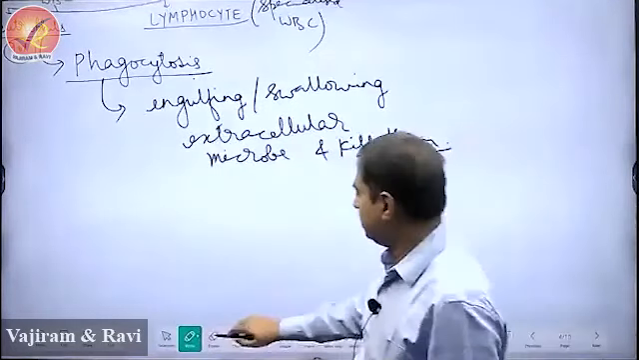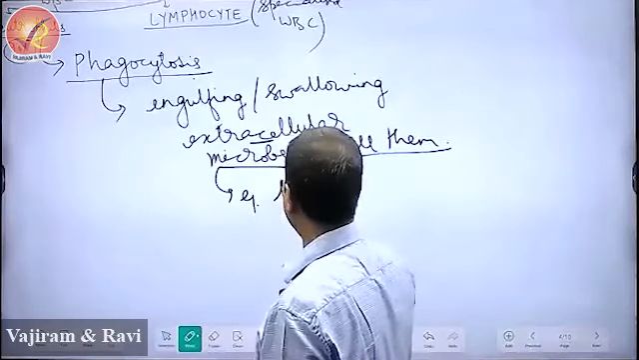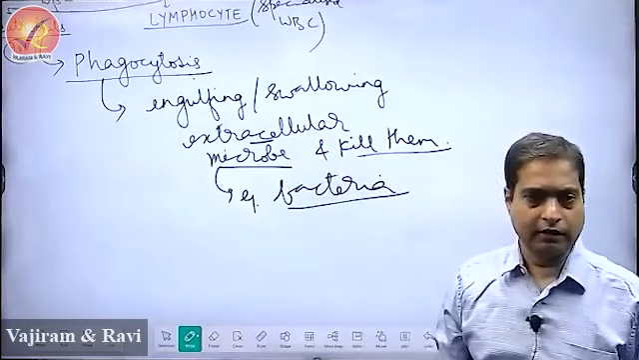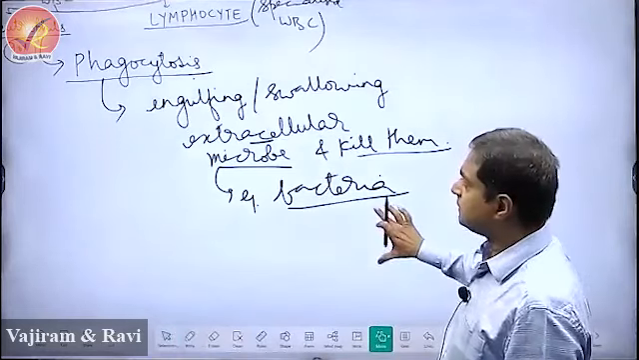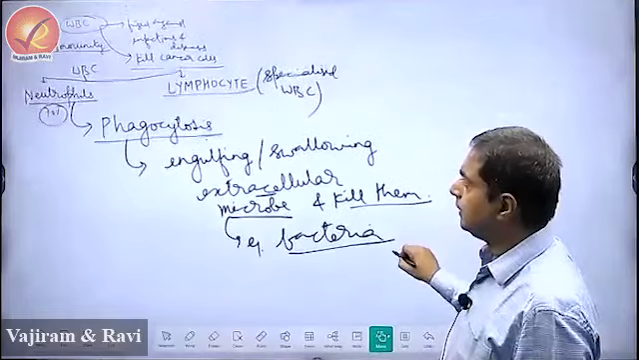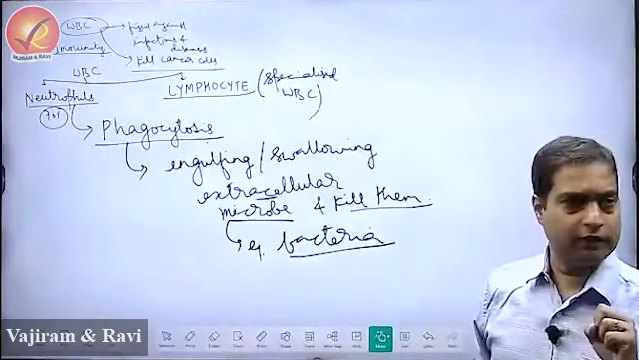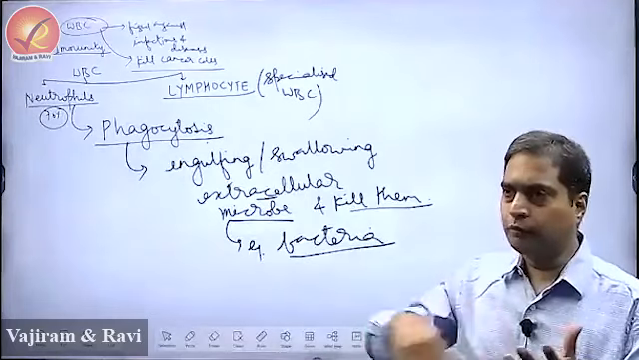So for example, this extracellular microbe, what is an example? Bacteria, we discussed in the class. Bacteria is what? An extracellular microbe. So to deal with these extracellular microbes, our neutrophils will reach the site of infection to swallow the bacteria, kill the bacteria and digest it so that it can be removed from the body.